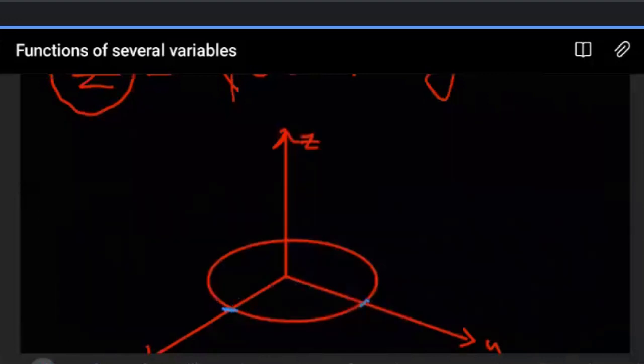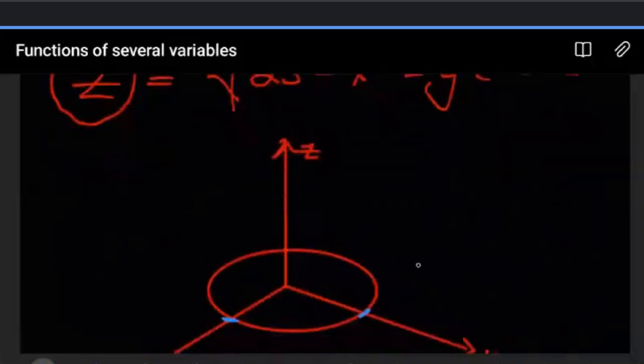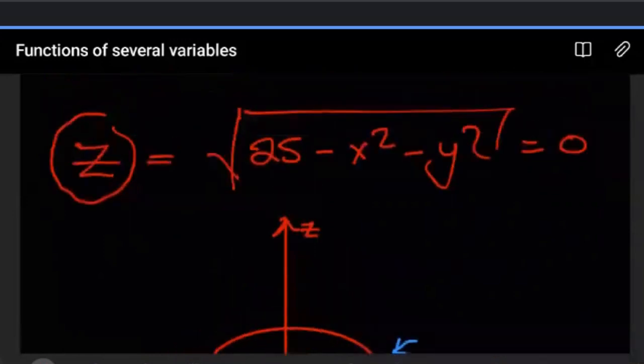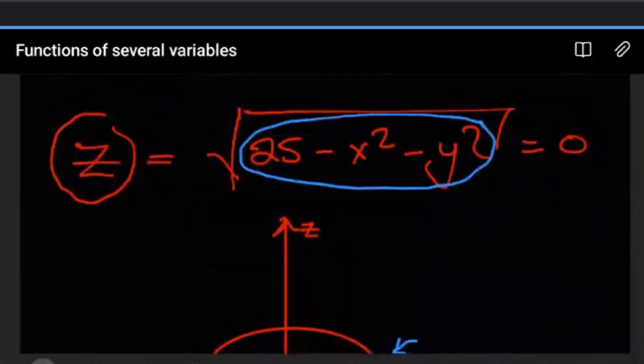And this is also the radius of that sphere. But what happens in this case? Well, for this circle that we have drawn there, what you have to get is that one, the radius is maximum, and two, z is equal to 0. When do we expect z to be equal to 0? When the argument of the square root there is equal to 0.